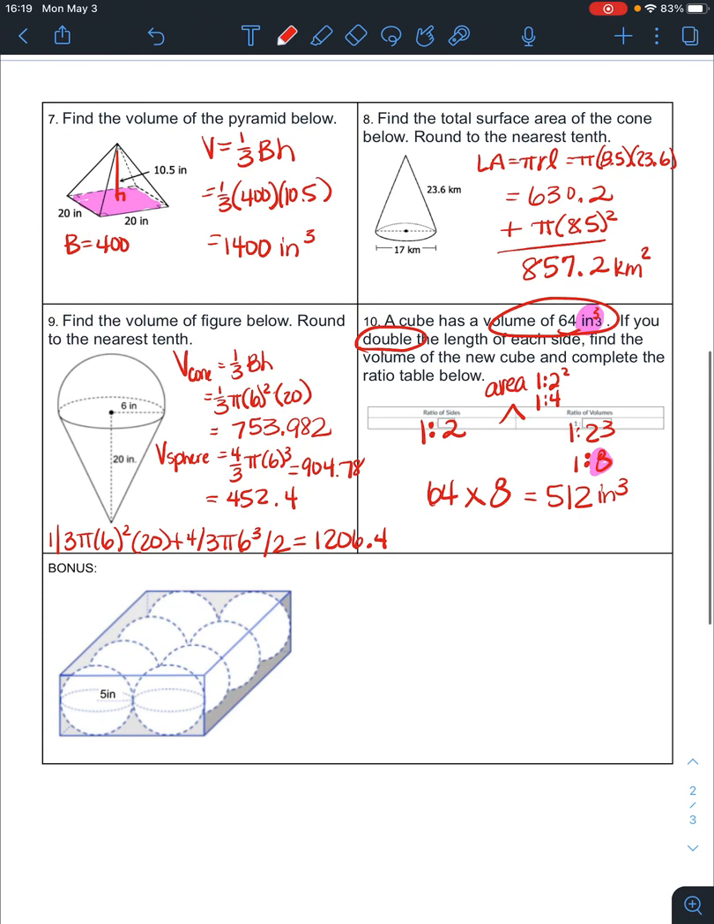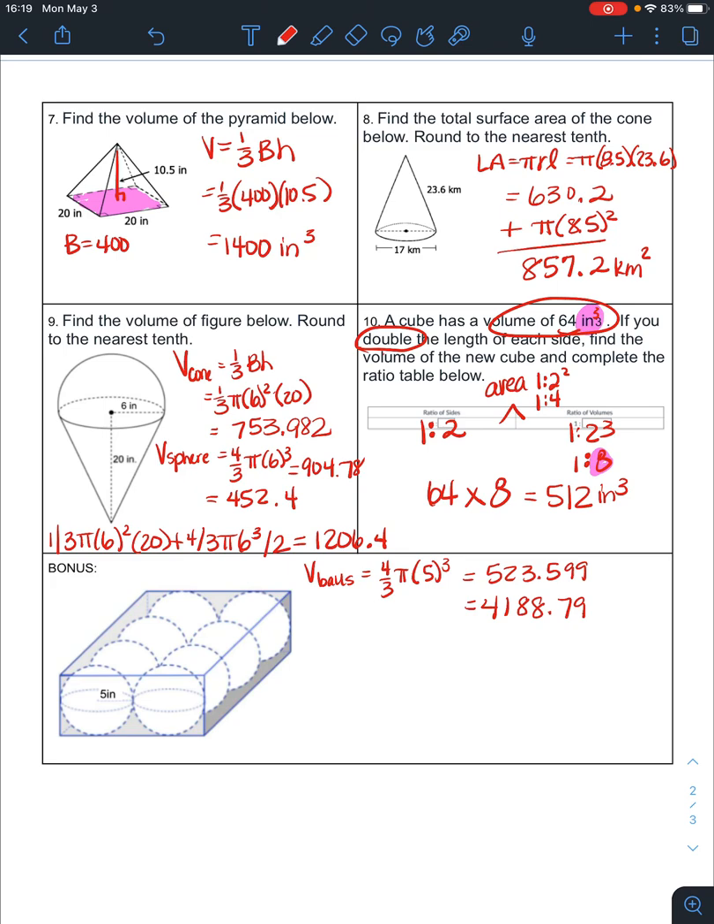Now, on the bonus, what you wanted to do is you wanted to find the volume of all the balls. So if you want to find the volume of the balls, they're spherical, so it's 4/3 pi r cubed, and the radius was 5 in this case. So 4/3 pi r cubed. That gives me 523.599, and I'm going to multiply that by 8. There are 8 balls in that box. So the volume of the balls is 4188.79. So if you got that, what you found was the volume of the balls.